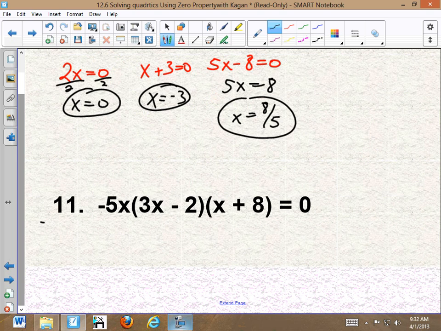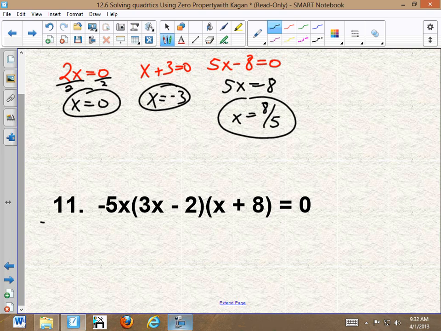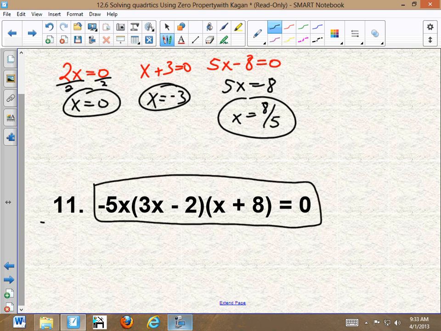Same thing with 11. In all honesty, I didn't have to teach this lesson. I could have just taught you 12.7 because we're going to do the same thing. Except with 12.7, we're not going to have the answer. We're going to start with 15x squared minus 10x plus 64, and we're going to have to factor it and then set it equal to 0.